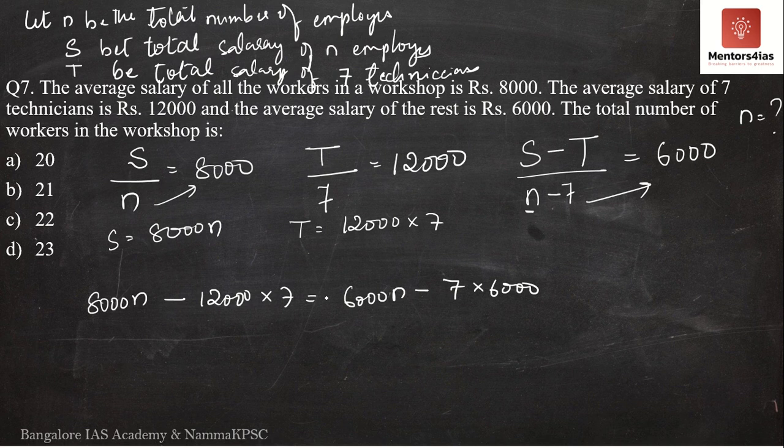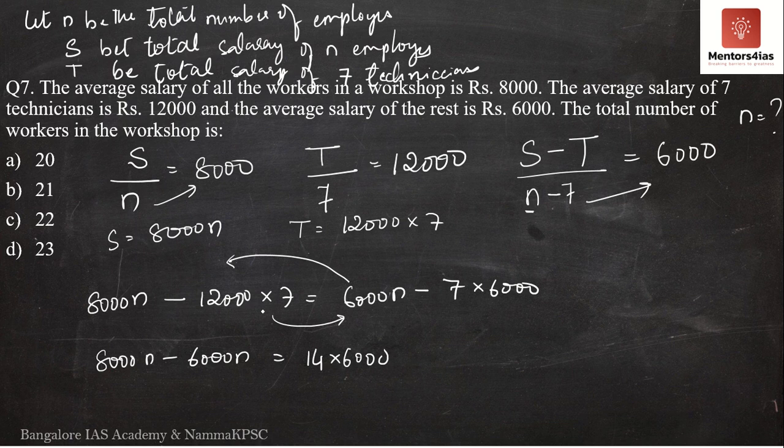In this equation, I will take 6,000 n to the left hand side. I will take 12,000 into 7 to the right hand side. So what do we get? We get 8,000 n minus 6,000 n is equal to 12,000 into 7. I will write 12,000 into 7 as 14 into 6,000, so that I can take 6,000 common out. You'll get the same thing.